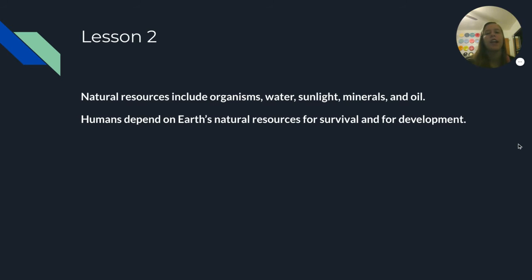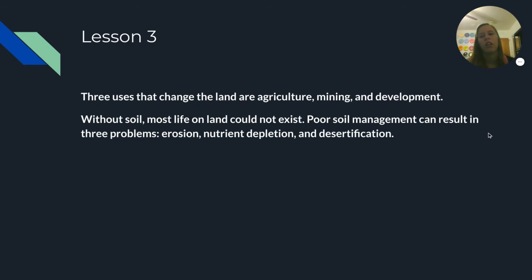Lesson 2, natural resources include organisms, water, sunlight, minerals, and oil. Humans depend on Earth's natural resources for survival and for development. Lesson 3, 3 uses that change the land are agriculture, mining, and development. Without soil, most life on land could not exist. Poor soil management can result in 3 problems: erosion, nutrient depletion, and desertification.